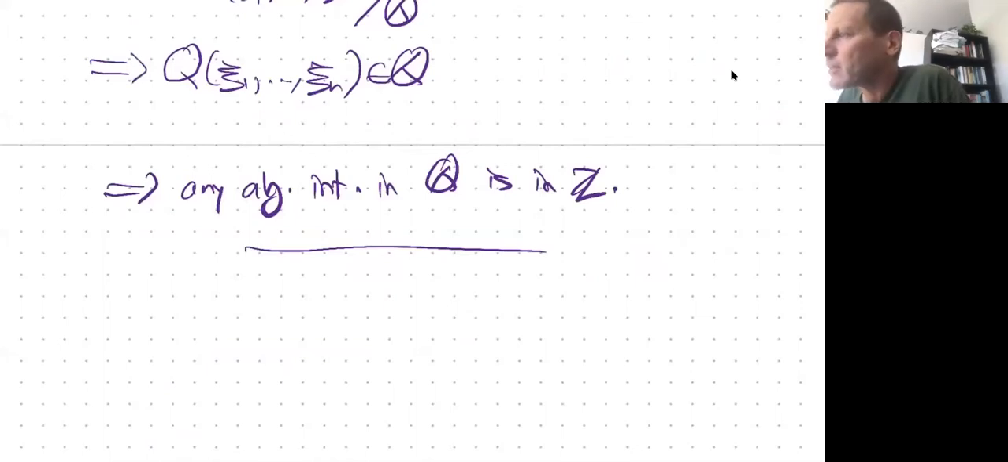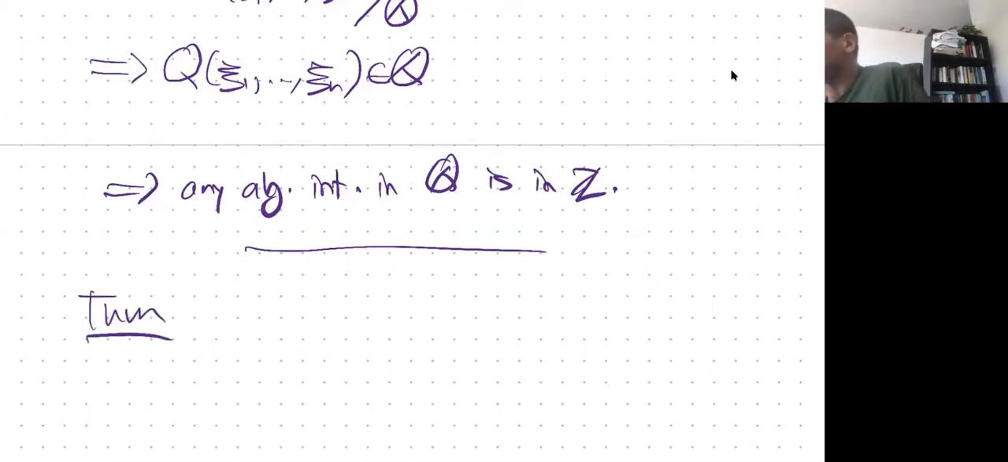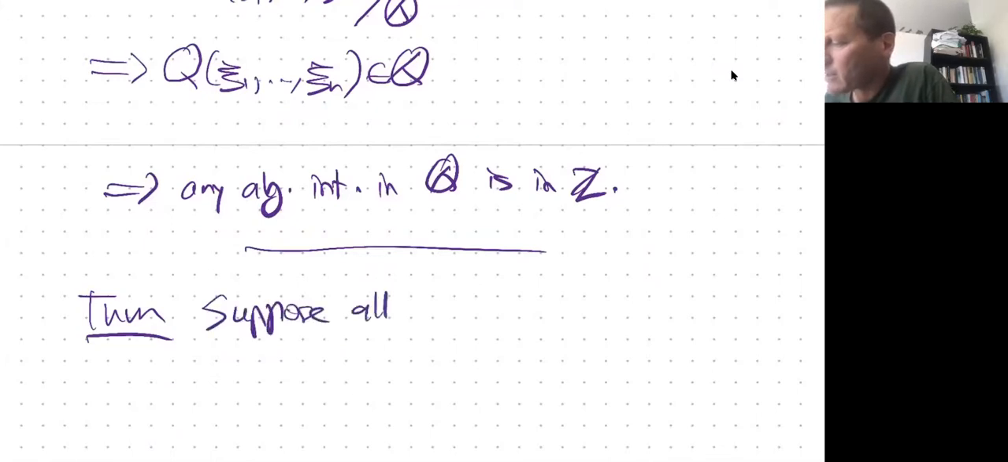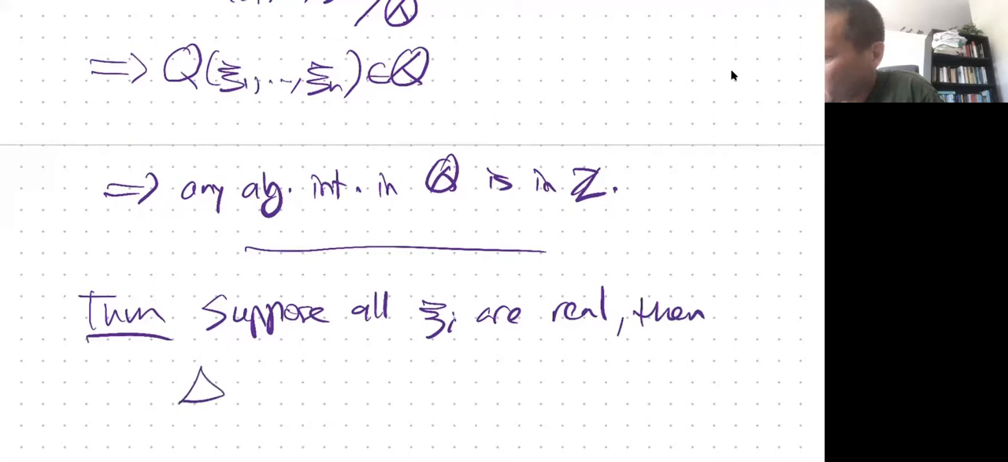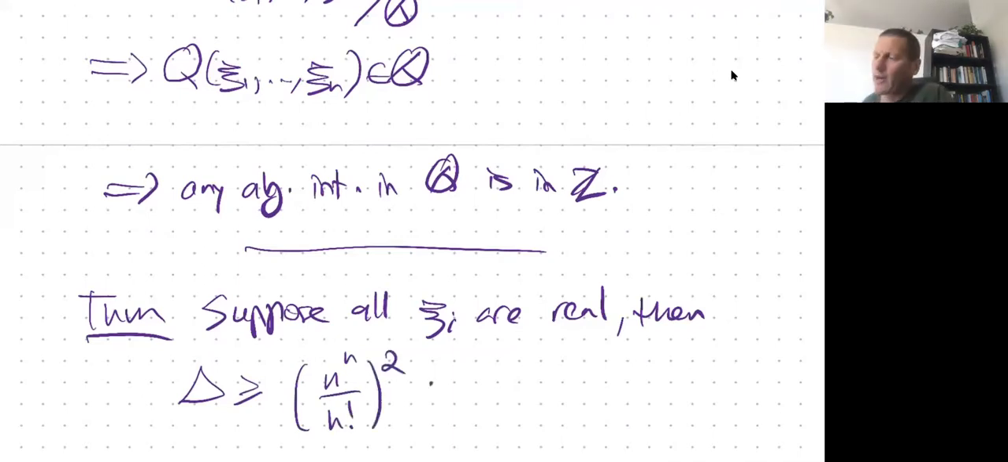And now what's the statement? The theorem of Minkowski is that suppose all the Ci are real, so P has distinct real coefficients, then the discriminant has a lower bound, and the lower bound is n to the n divided by n factorial quantity squared. And okay, so if you did take a course in algebraic number theory, this is an important statement, and there's a much more general statement which is also true.